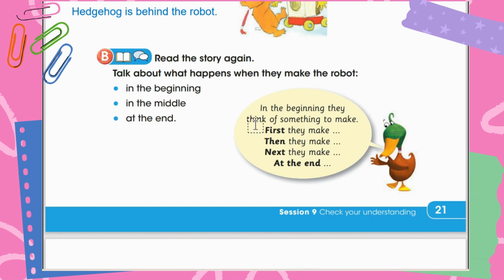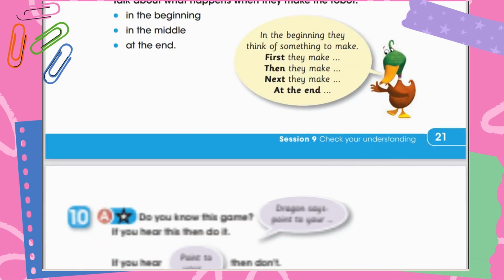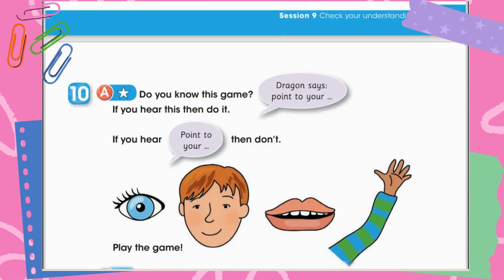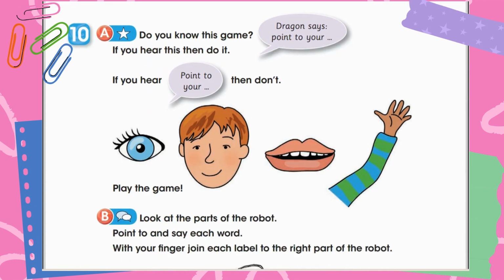Okay, let's go on to the next part, that is part 10A. This is a kind of activity that you can do with your friend. Part A, do you know this game? If you hear it, then just do it. Dragon says point to your what? If you hear it, then point to your eyes. So you just have to point to your eyes.